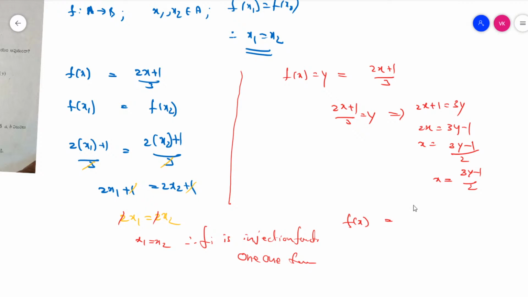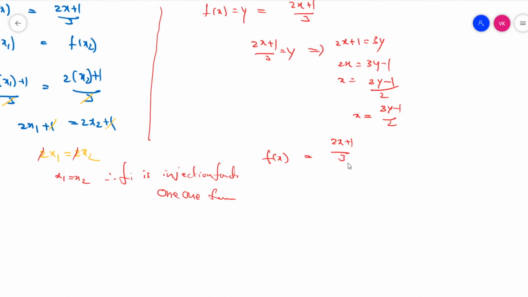And f of x is equal to, we know, (2x plus 1) by 3. We have to substitute the value here. Then we can get f of x as 2 of (3y minus 1) by 2 whole, plus 1, by 3. We can simplify them easily.